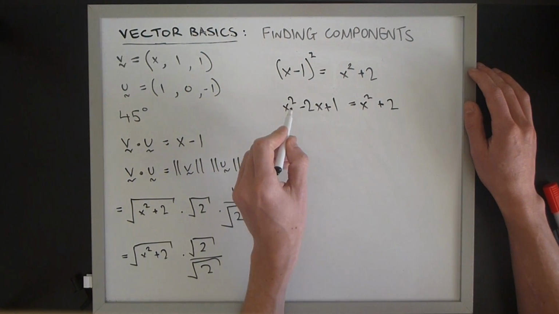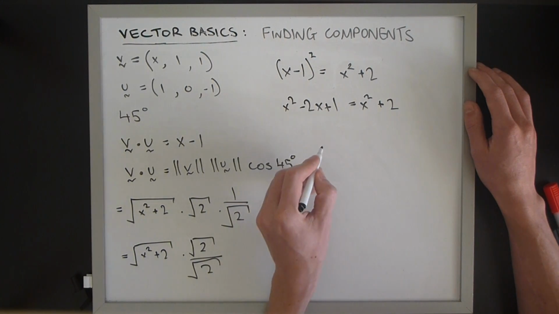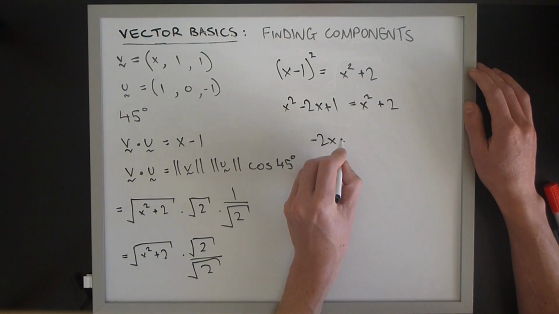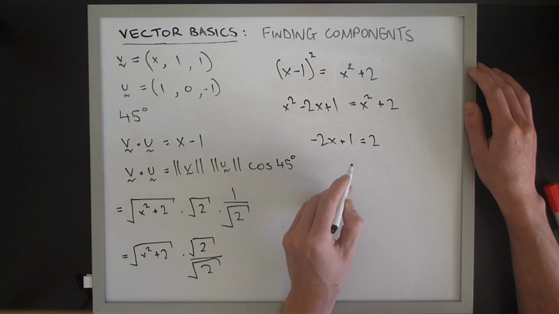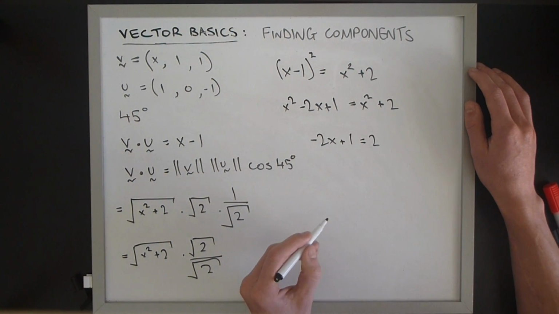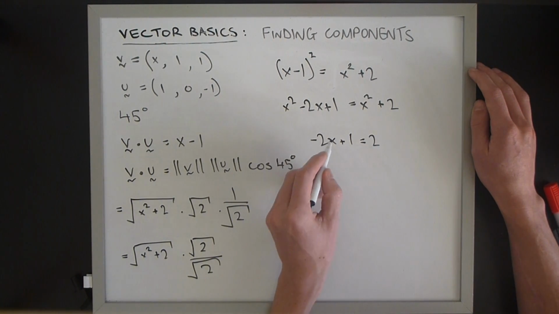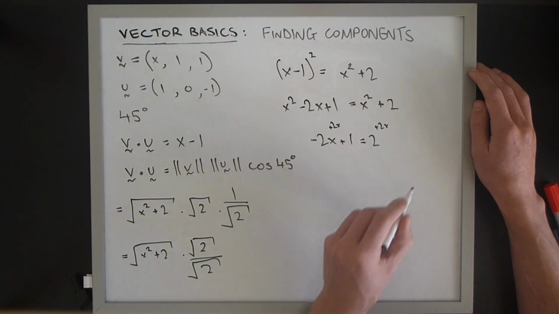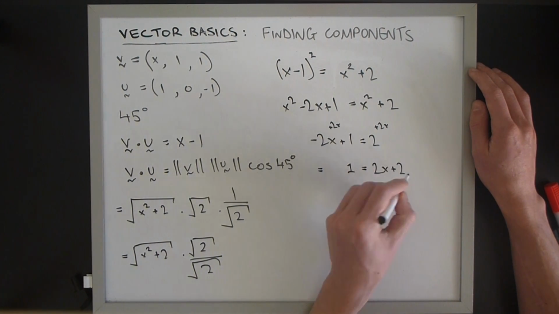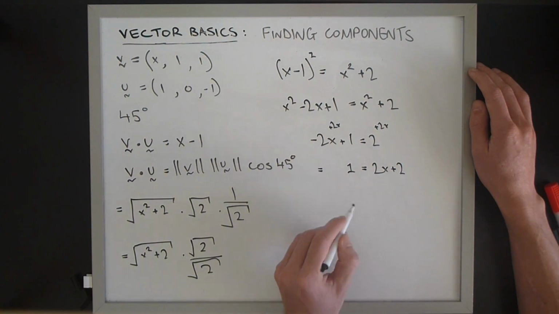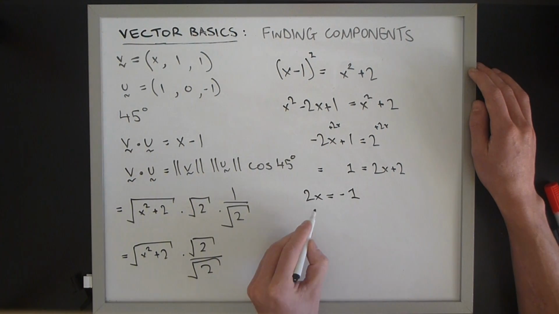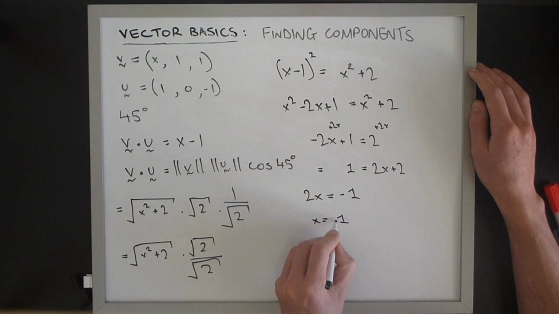Now, if we minus x squared from both sides, we can remove our x squared, so we have minus 2x plus 1 equals 2, and to keep everything positive, I like to move everything over, so I add 2x to both sides, which gives us 1 equals 2x plus 2, and then we minus 2 from the other side, which gives us 2x equals minus 1, divide both by 2, x equals negative a half.